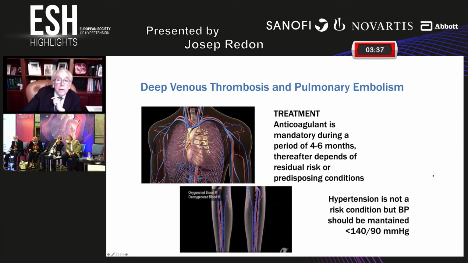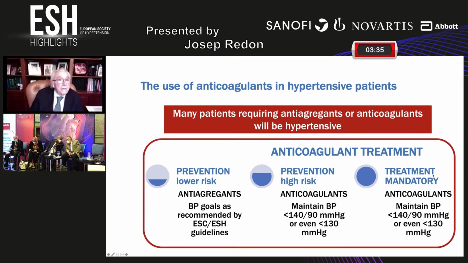And then, to finish, I go back to my first slide. Many patients who require anticoagulants and antiaggregants will be hypertensive. Of course, they need to control blood pressure because the risk of intracranial hemorrhage is increased, and also gastric hemorrhage, though less. But if you need the treatment because it's mandatory in order to reduce the risk of the disease that is producing damage, and you need anticoagulation, then try to maintain blood pressure at these levels.